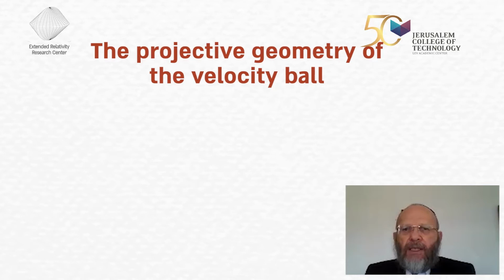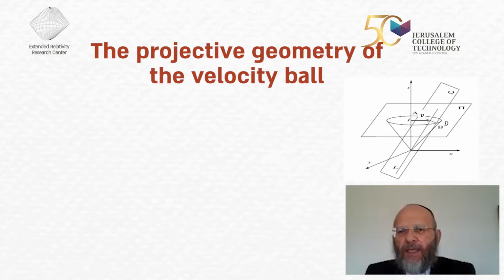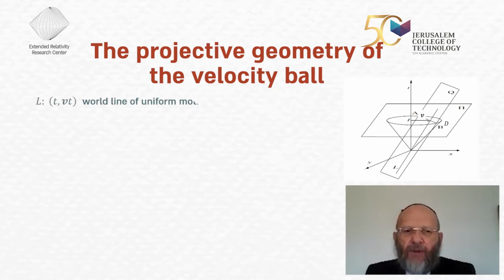Now let's understand what kind of geometry is on the velocity ball. So we're talking about relativity, where the velocities are bounded by the speed of light. It means we have a bounded domain. And here we'll see that the maps are projective maps. That means they take a line segment into a line segment.